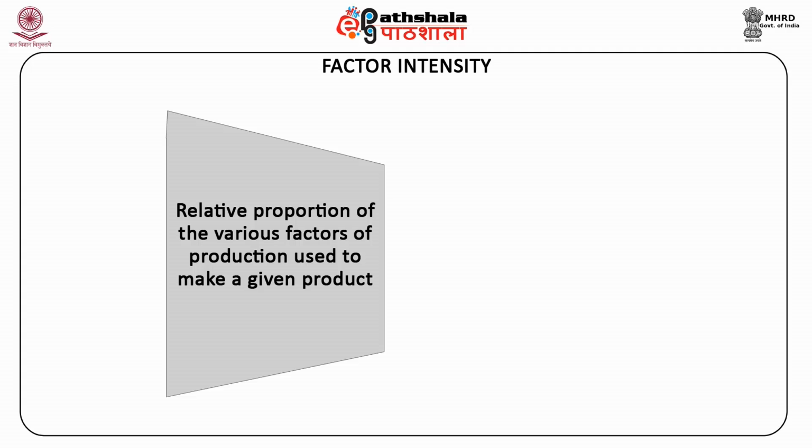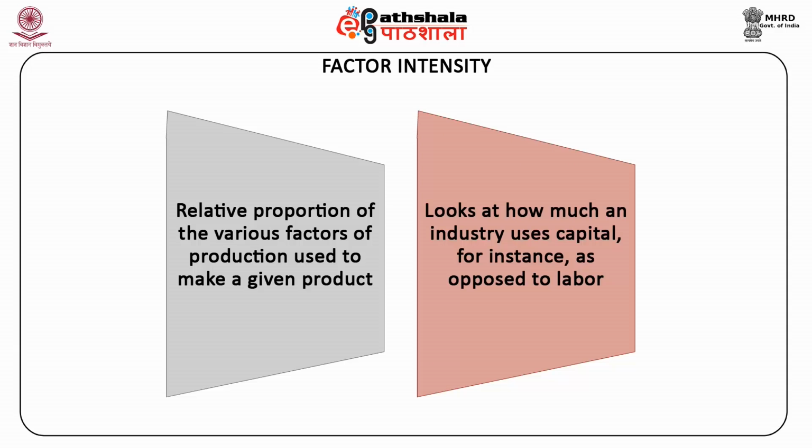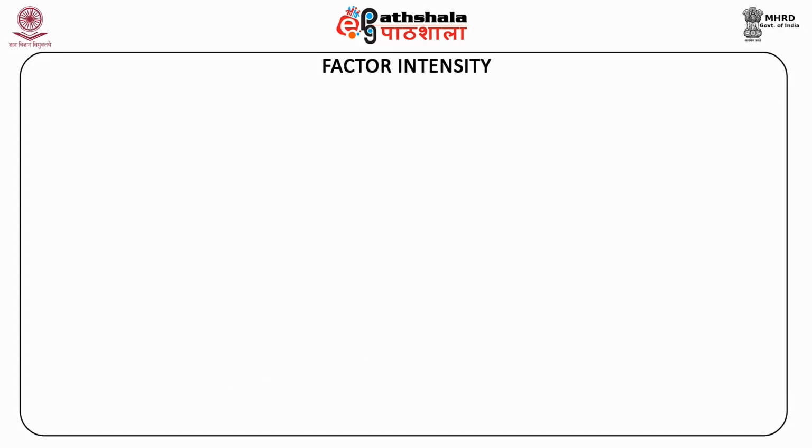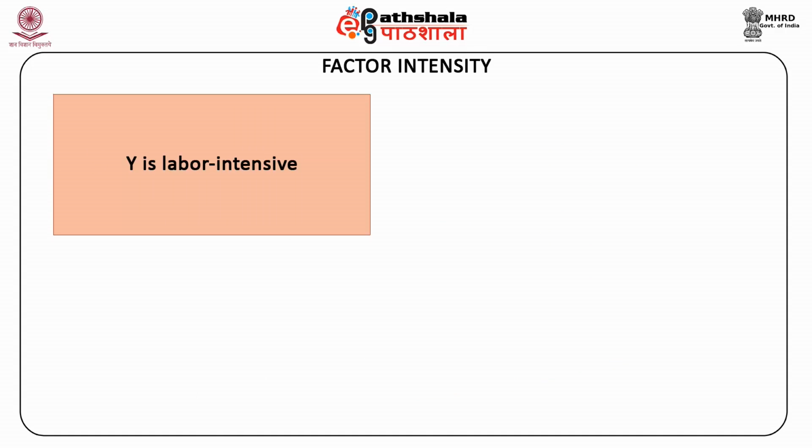In other words, factor intensity looks at how much an industry uses capital, for instance, as opposed to labor. When we say that commodity Y is labor intensive, it means that labor is used relatively more in the production of commodity Y than in the production of commodity X.